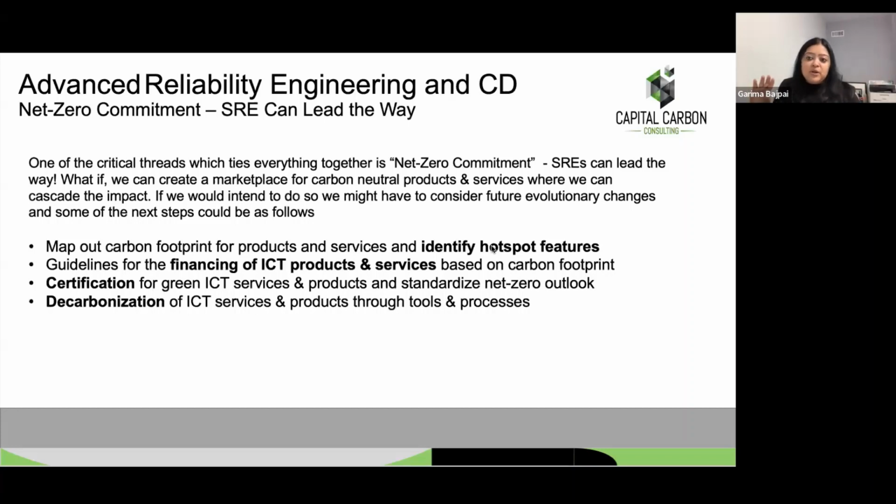When we talk about the overlay of DevOps and SRE, we also think about net zero commitment, and SRE can lead the way there. One of the critical threads which ties everything back together is net zero commitment. SRE can lead the way. And what if we can create a marketplace of carbon neutral products and services where we can cascade the impact? If we intend to do so, we might have to consider future evolutionary changes, and some of the next steps could be as follows: mapping your carbon footprint for products and services and identifying hotspot features, guidelines for financing of ICT products and services, and certification and decarbonization of ICT services and products through rules and processes.